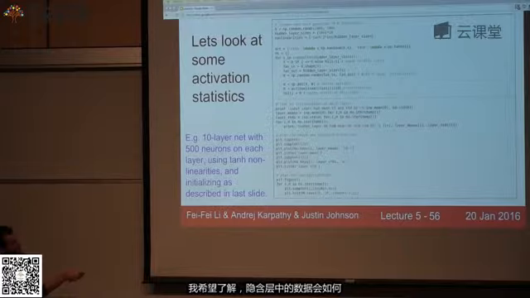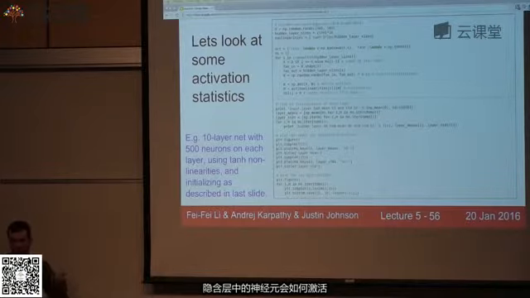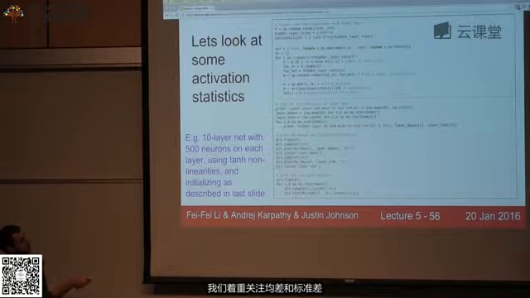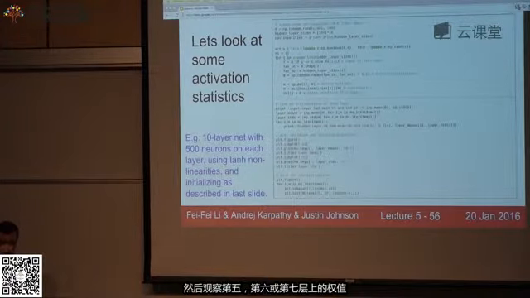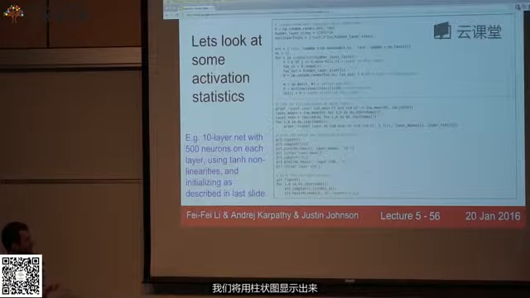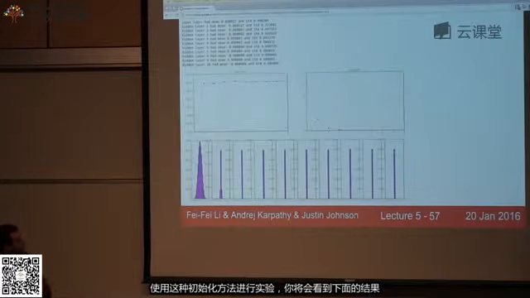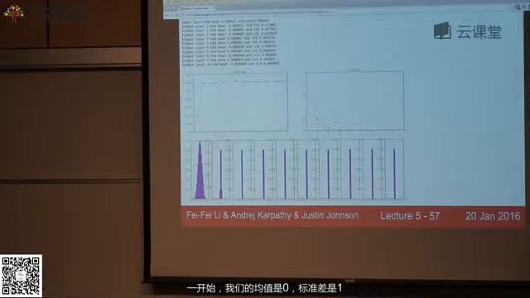What I want to look at is what happens to the statistics of the neuron activations throughout the network with this initialization. We're going to look specifically at the mean and the standard deviation, and plot them, and we're also going to plot the histograms. So we take all this data through, and then at, say, the 5th, 6th or 7th layer, we look at what values the neurons take on and make histograms of those. If you run this experiment, it ends up looking as follows.